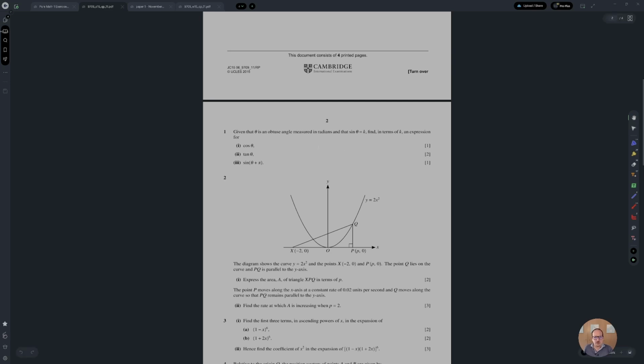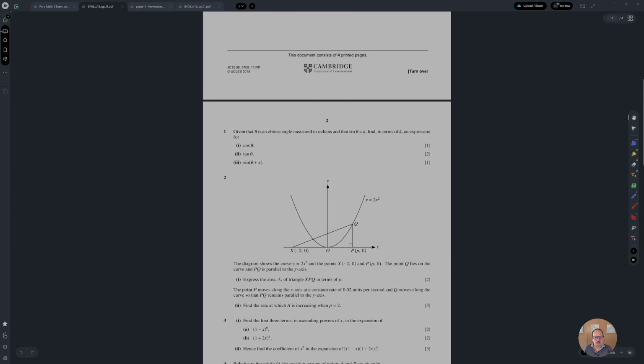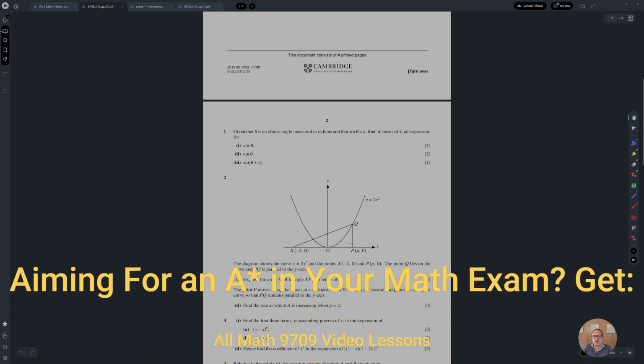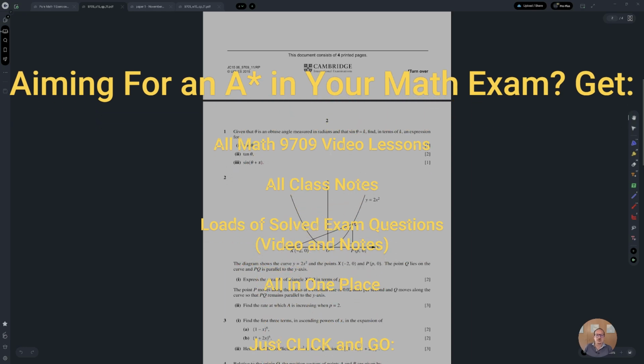Okay, so this one over here is from May-June 2015. It's paper 11, question 1. It says this: given that theta is an obtuse angle, and here the key word is obtuse, measured in radians, and that sine of theta equals k, find in terms of k an expression for cosine of theta, tan of theta, and sine of theta plus pi.